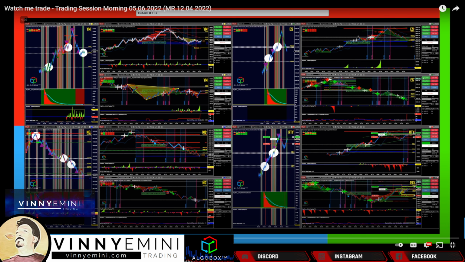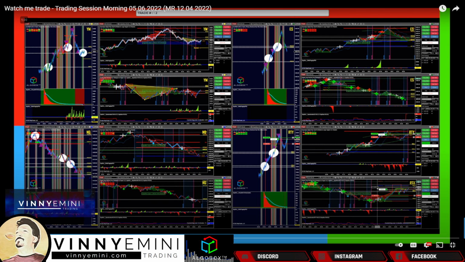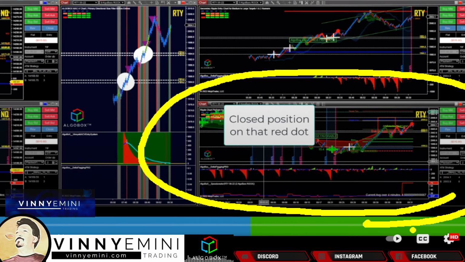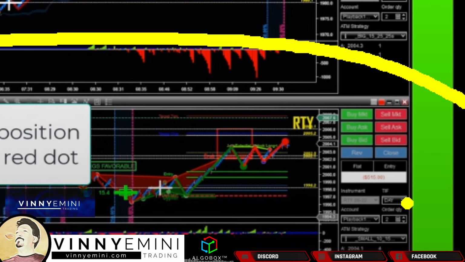J-hook long. Target filled. Boom, he hits target one. He's moving his target in here. Red dot. Okay, that's fine. I don't mind him closing out right there, but again, let's talk about how you make this better. That's our whole job here tonight. You do not have to be perfect to be profitable. However, we are looking to improve.